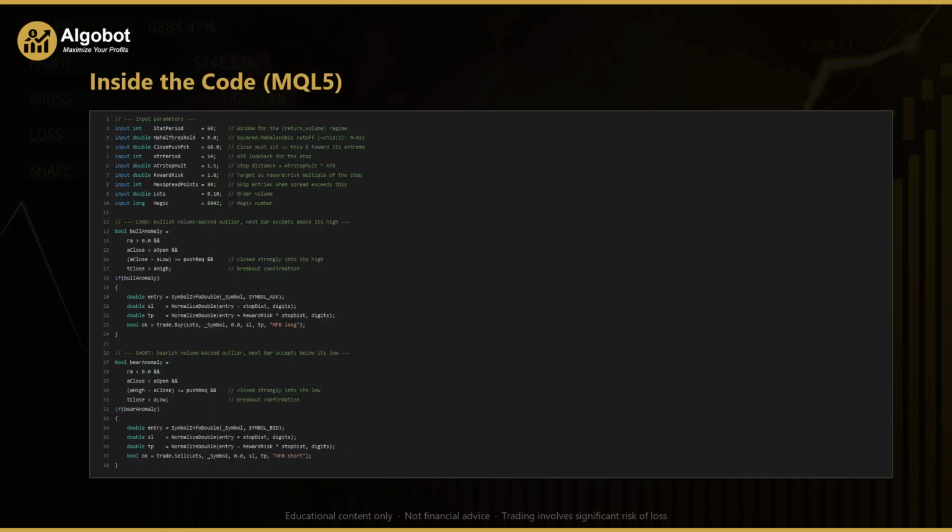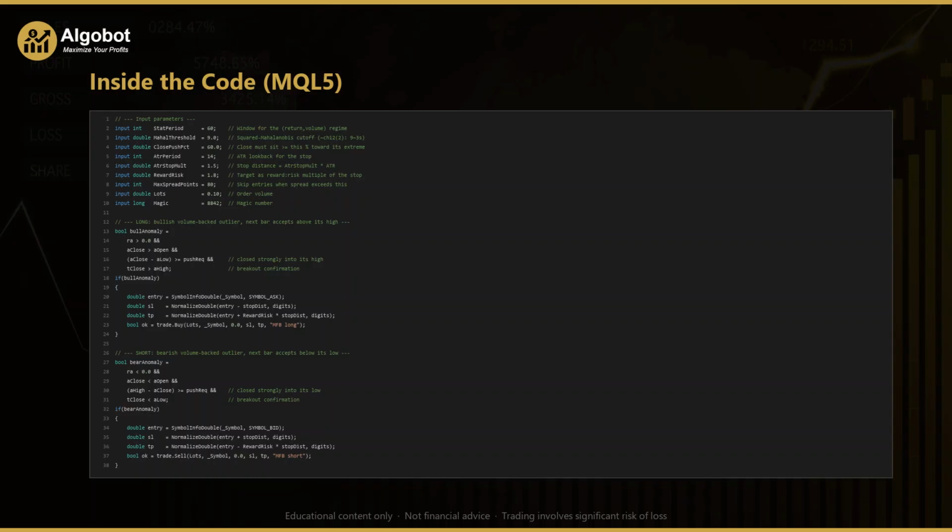Let's read through the core of the MetaTrader code as it appears in the editor. At the top are the input parameters you can adjust. StatPeriod sets the 60-bar window used to learn the return and volume regime. MahalThreshold is the squared distance cutoff, defaulting to 9.